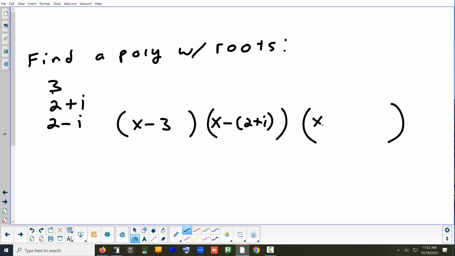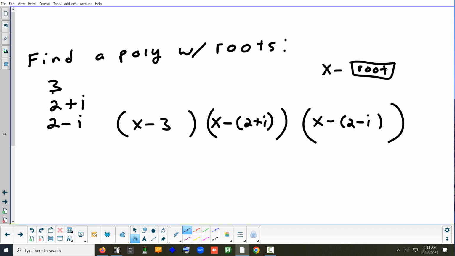Okay. And what do you think the last one would be? X minus 2 minus i. Yeah, I just had to think that out now. Yep. So the pattern is always x minus, and then put the root in.